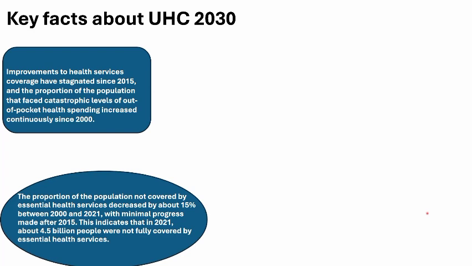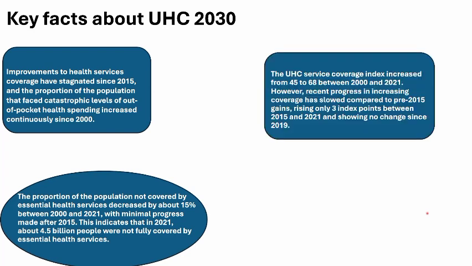And again, like I said earlier, one of the aims of universal health coverage is that you're having access to quality health, not just any health. You're having access to quality health. Another key factor is that when we look at service coverage, universal health service coverage has actually increased from 2000 to 2021. However, there has been a decline again because of the COVID-19 pandemic.